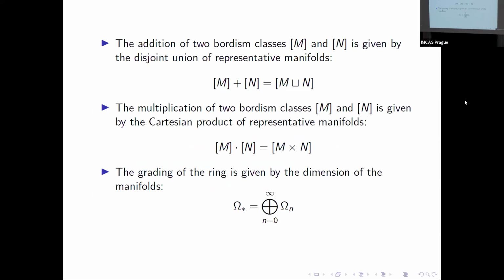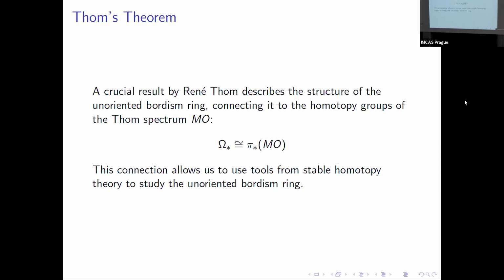We can define the sum in this ring on equivalence classes simply by taking the equivalence class of the disjoint union. Direct product gives multiplication in this ring, and the gradation is very natural, just the dimension of the manifold. And what is a very interesting and brilliant theorem by René Thom is that this ring is isomorphic to the homotopy groups of some spectrum, which is now called the Thom spectrum, MO. I will explain what MO is now.